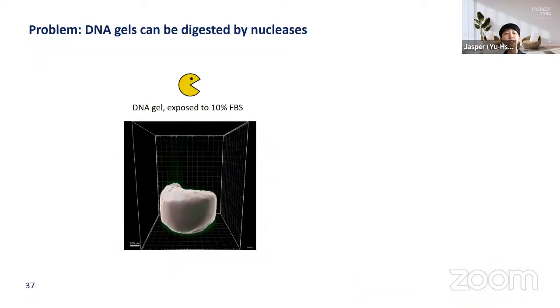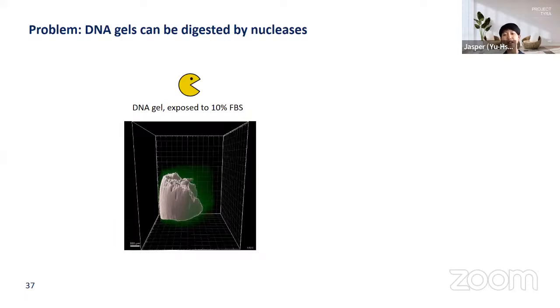The next problem we ran into is the stability of the DNA hydrogels. There are plenty of nucleases that would eat away your DNA in this typical cell culture serum, fetal bovine serum, FBS. In this video we showed that if you just put the medium on top of it, your DNA gel will basically be digested away and just disappear within 24 hours. Unfortunately, this has happened to other DNA gel studies as well. That's why they couldn't get a success.